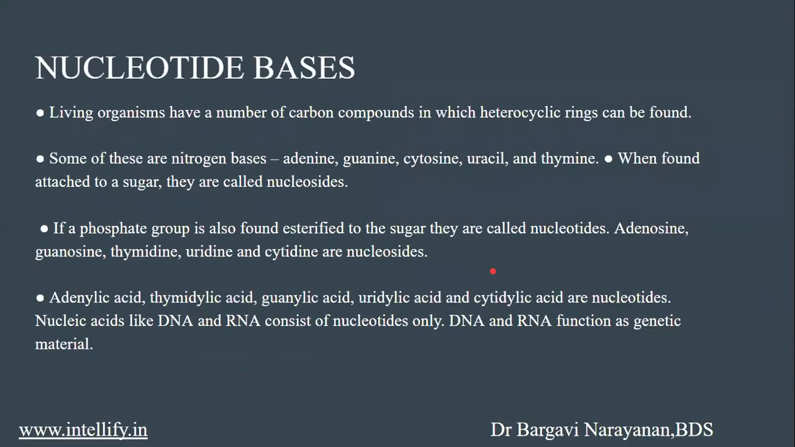Coming to the nucleotide bases, living organisms have a number of carbon compounds in which heterocyclic rings can be found. Some of these are nitrogen bases. Examples are adenine, guanine, cytosine, uracil, thymine, etc. Now, if these nitrogen bases are found to be attached to a sugar, it's called a nucleoside. So, how do you remember them? We have nitrogen bases attached to sugar. S for sugar, so it's called a nucleoside.